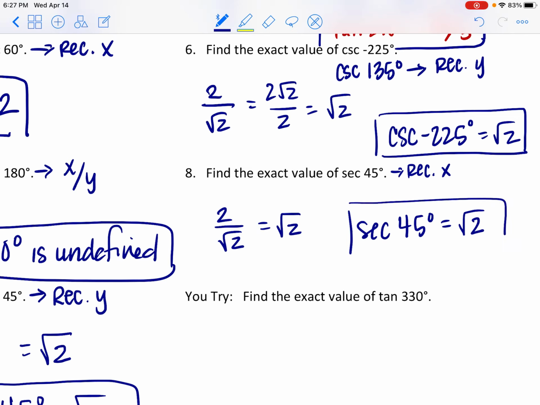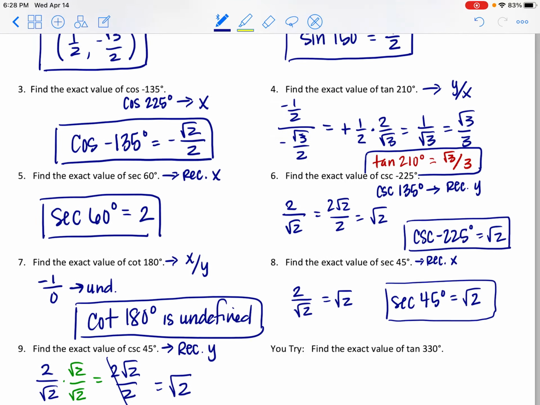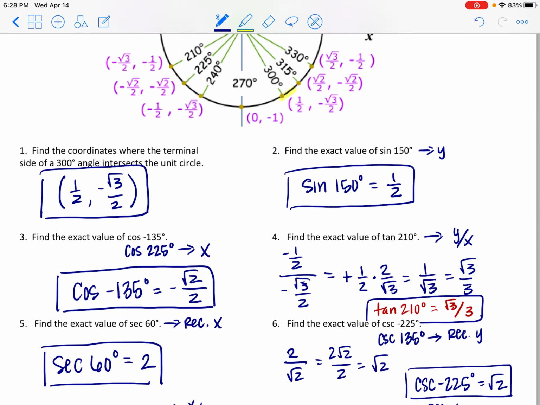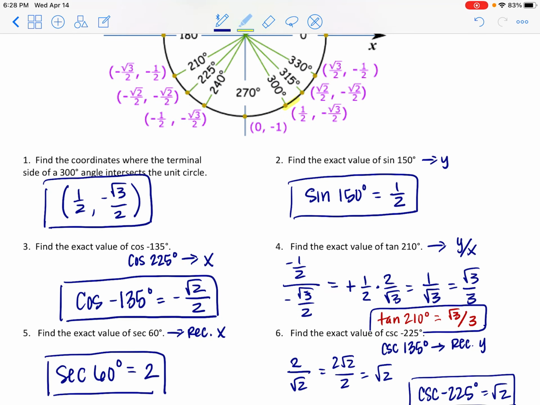And then I got one last one here. If you want to try it out, this would be a good place for you to pause the video and give it a shot. If not, you can struggle with me here through this last one, tangent of 330 degrees. So 330 degrees, that's right here. Tangent is the sine over cosine, basically. It's going to be the y value divided by the x value. And we have done that a couple of times. The y divided by the x.